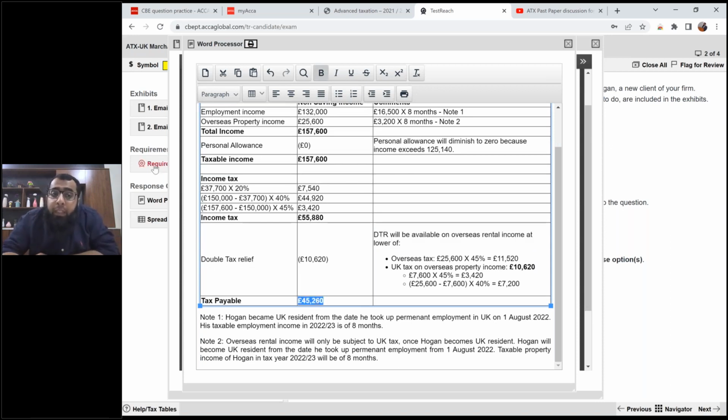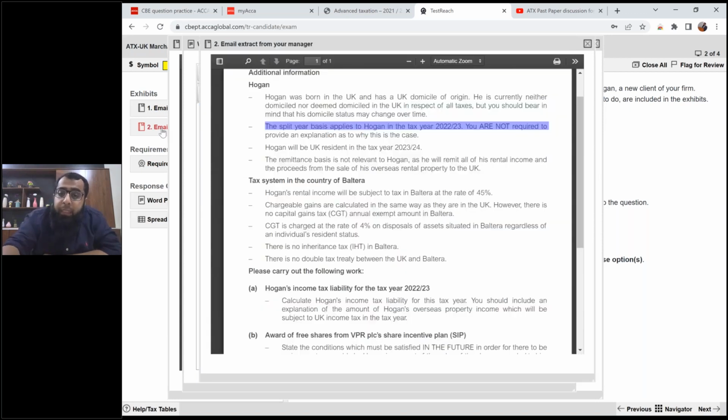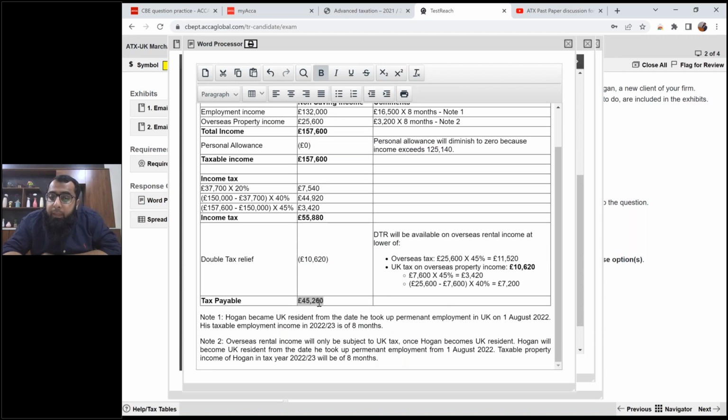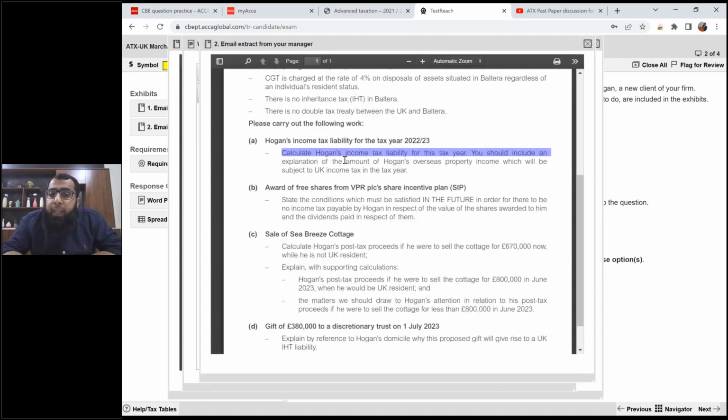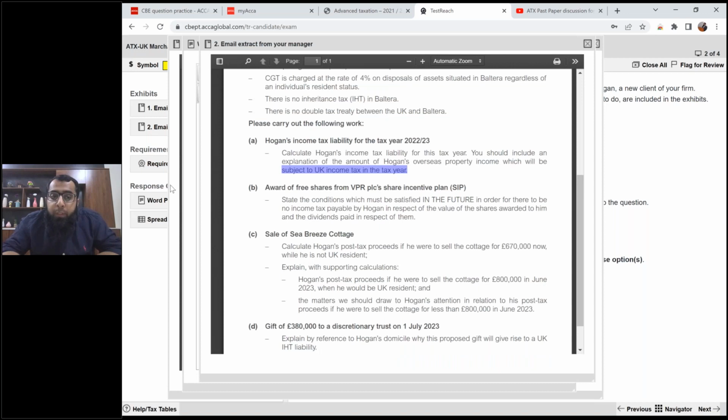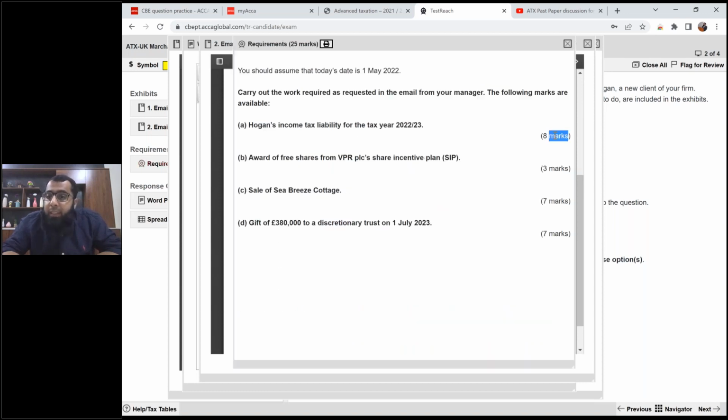Let me read the requirement if we have left anything. Calculate Hogan's income tax liability for this tax year. We have calculated the income tax. Then you should include an explanation of the amount of Hogan's property income which will be subject to UK income tax in the tax year. I've also given the explanation of how much rental income will be subject to UK tax. Is there anything left? It's over. How many marks are done? 8 marks.